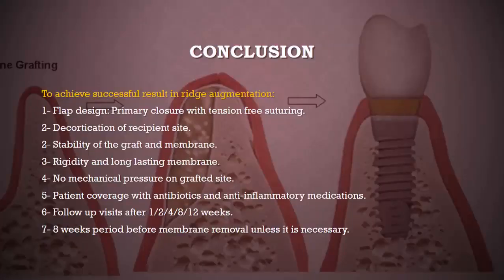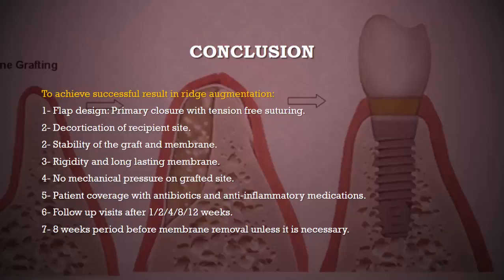So as a conclusion, to achieve a successful result in ridge augmentation, first of all, the flap design. We need to have primary closure with tension-free suturing. The second important part is doing decortication of the recipient site. Stability of the graft and membrane is also very important, because any mobility or movement of the membrane or the graft during the healing time can end up with fibrous encapsulation and failure of the grafting.